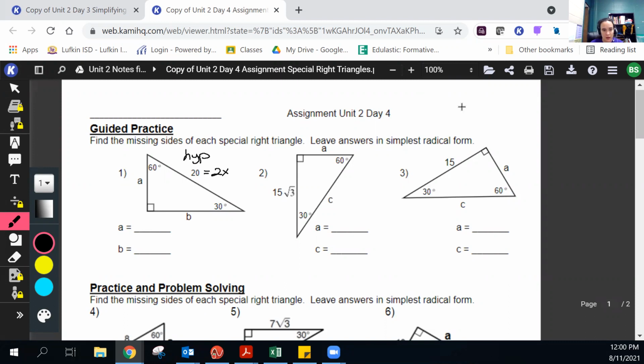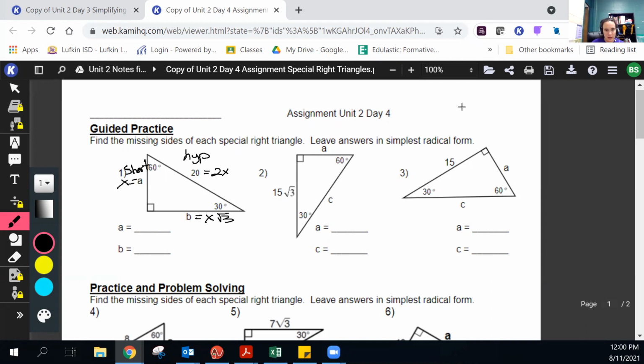We need to keep labeling first. We're looking for our short side. Our short side is across from the 30-degree angle. Take from the 30, go across, and that's our short side, and that is x. That means the other side is our middle length side, which is x times the square root of 3.